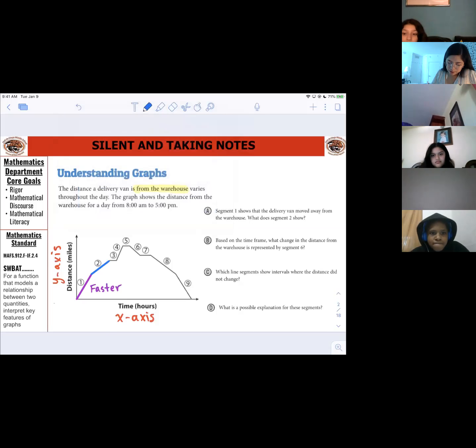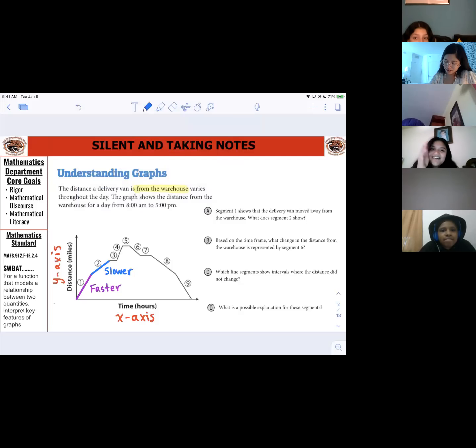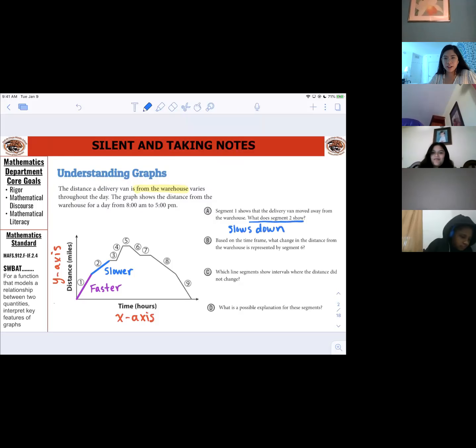So the purple one is faster than the blue one. So this van started off going pretty fast, and then after a little while, he had to slow down. Does that kind of make a little more sense now? Give me a little nod. I can see your heads. Yes, okay, cool. So segment 2, the van is still moving, it's still going somewhere, it's just going a little bit slower. So it slows down. And you do not need to write this. Like I said, it's going to be a lot of just looking today, not a whole lot of writing.